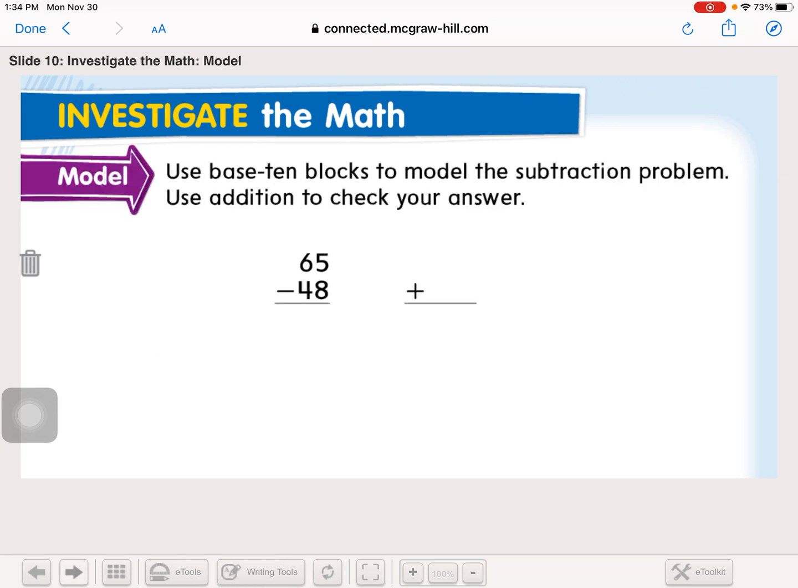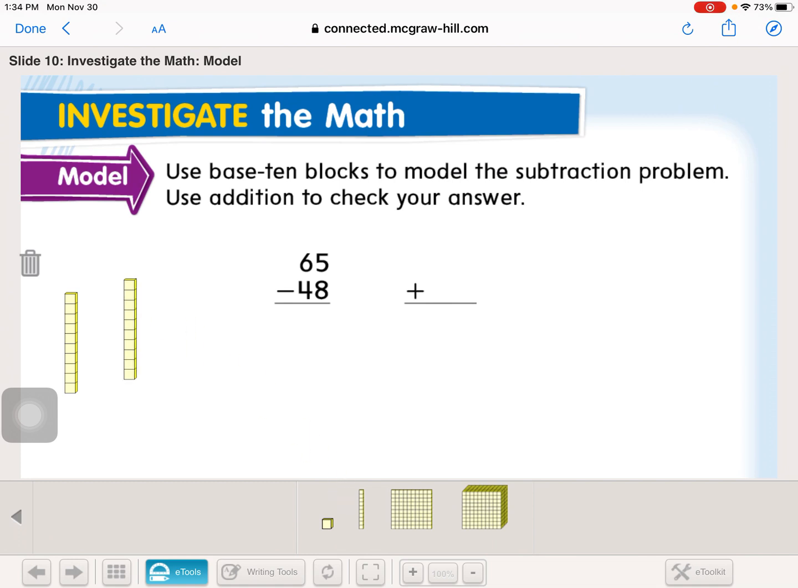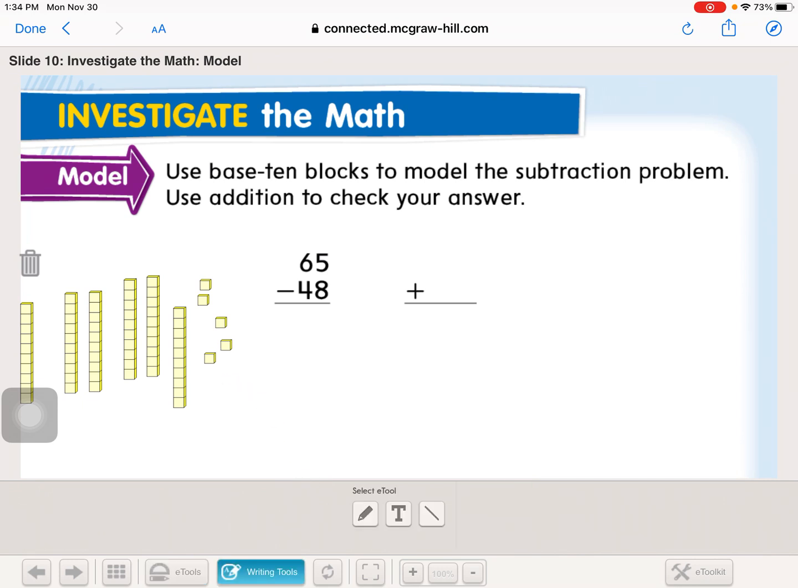So let's do this for another problem. We're going to use base 10 blocks to model, and then we're going to use addition to check our answer. So we have 65. iPad is being a little finicky. 60, 1, 2, 3, 4, and 5. We want to take away 8.